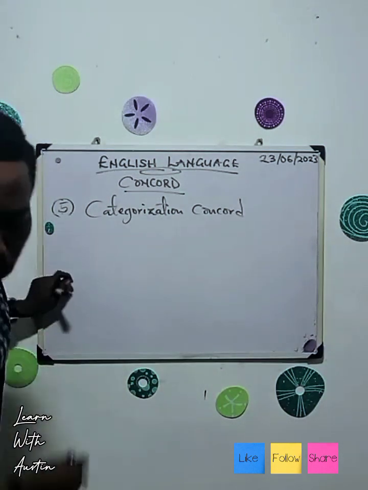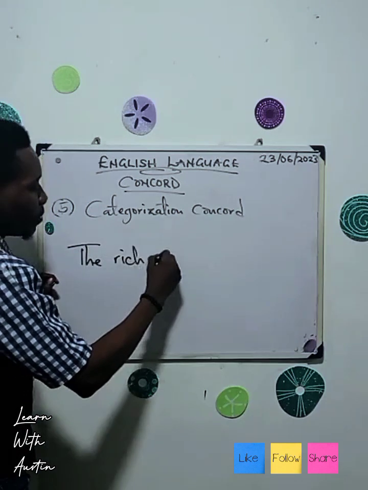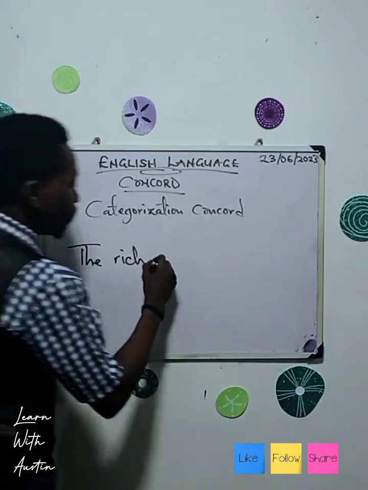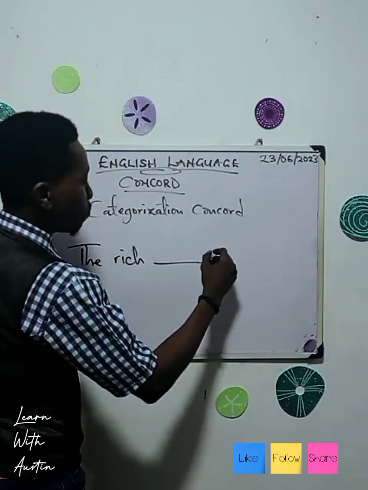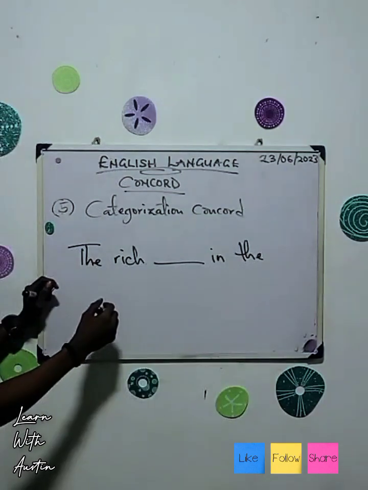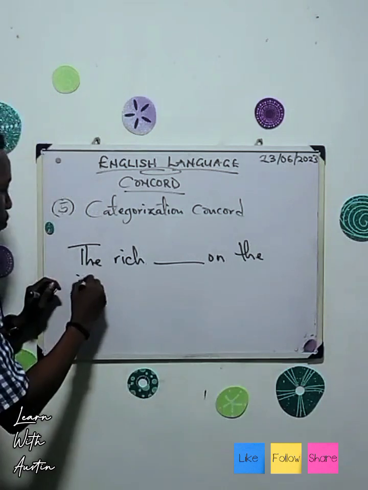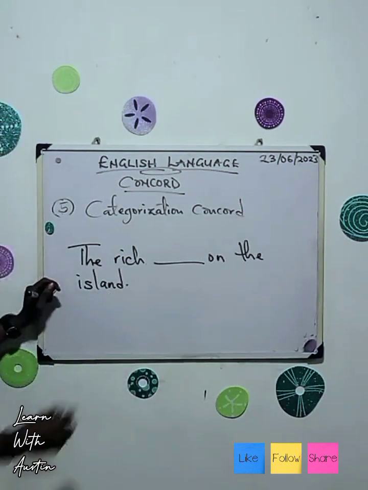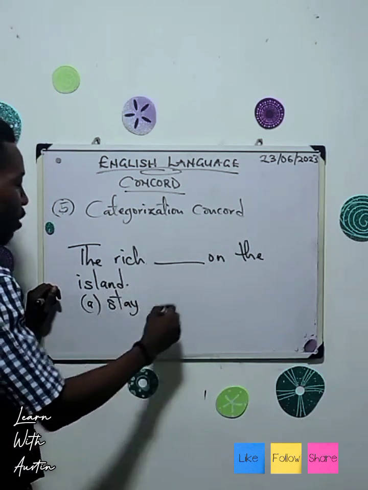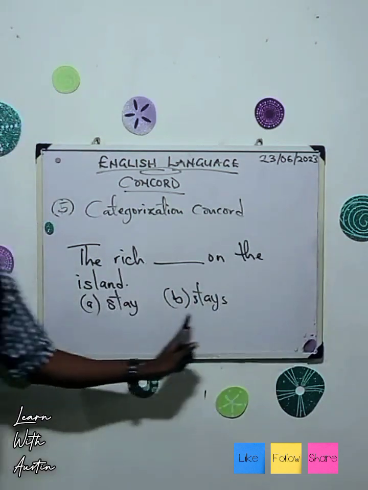So we have the rich men. The rich dash in the... so option A is stay and stays. Option A stay and option B stays. So is it going to be stay or is it going to be stays?